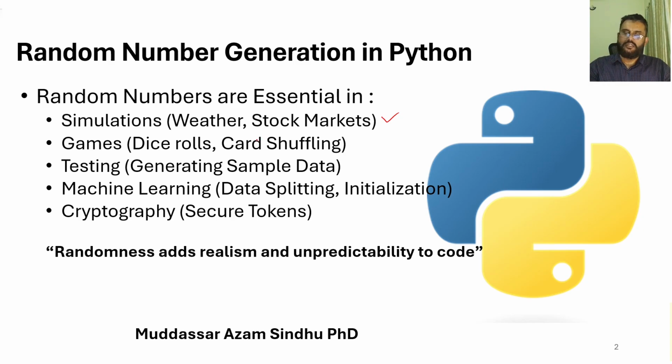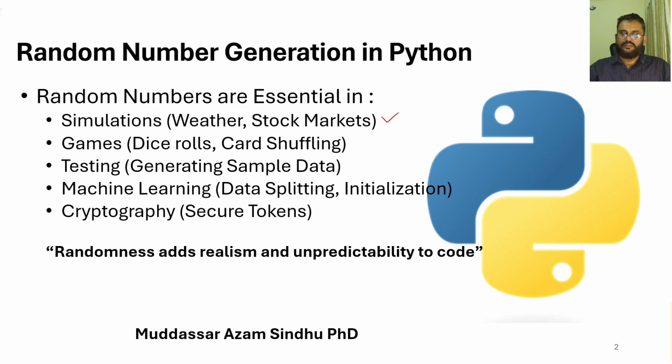You can use this feature of random number generation in dice rolls and card shuffling games. You can also use it in testing for generating sample test data. This can also be used in machine learning for the purposes of initialization of certain data or splitting data, which is an essential feature of machine learning and certain algorithms. Furthermore, it can also be used in cryptography to generate secure tokens on the basis of some random seed.